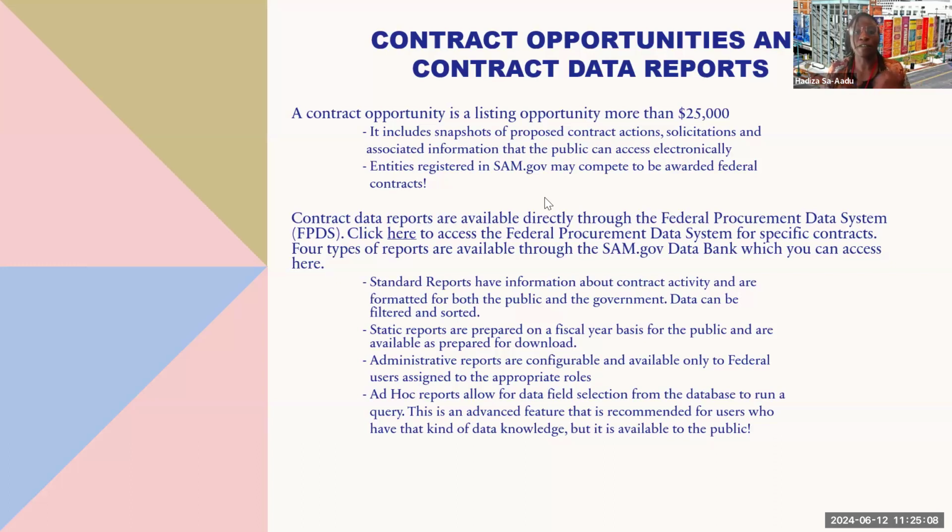In addition to that, it provides a broad view of the solicitations and associated information that the public is able to access electronically. So entities that are registered in SAM.gov may compete to be awarded federal contracts. That is the advantage if you are a small business that is already registered through the Secretary of State. Getting registered through SAM.gov puts you in the running to compete for federally awarded contracts and to earn more income.